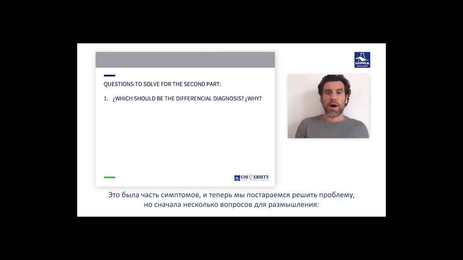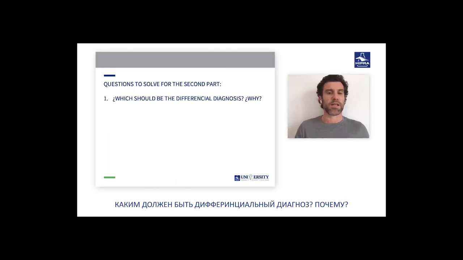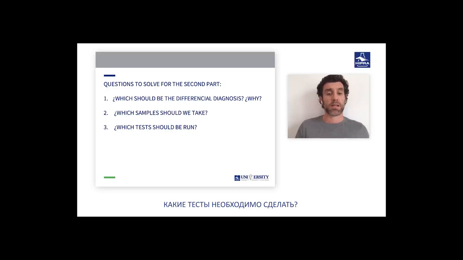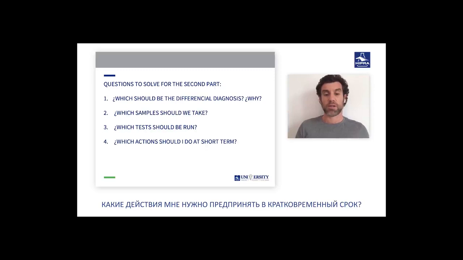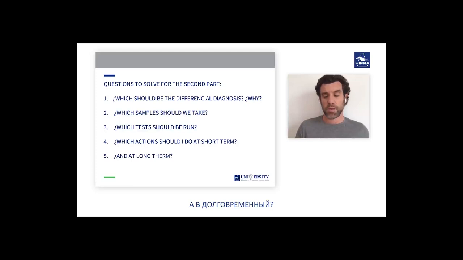So this is the part of symptoms, and we are going to try to resolve the problem. But first, some questions for thinking about. The first is, which should be the differential diagnosis and why? Which samples should we take? Which tests should be run? Remember that to decide these points it is very, very important to know and to understand the symptoms that the sows had. Which actions should I take in the short term and in the long term? So let's go see.